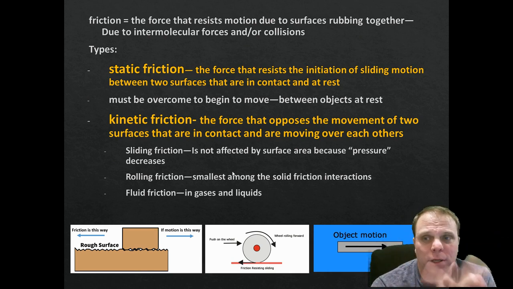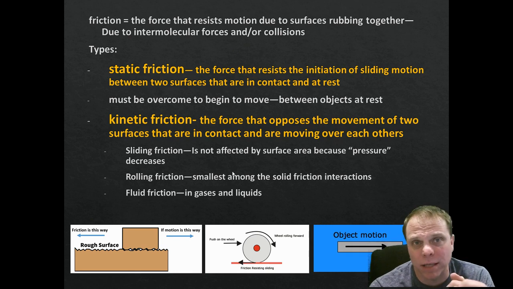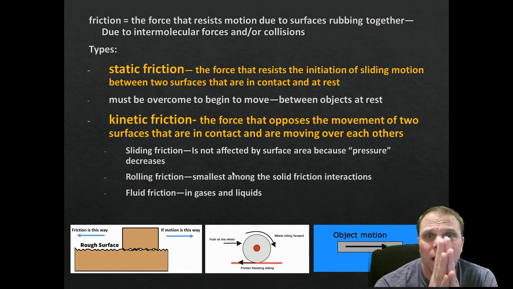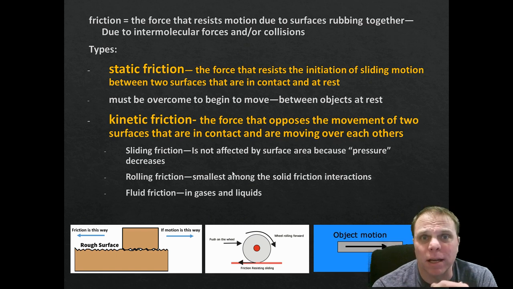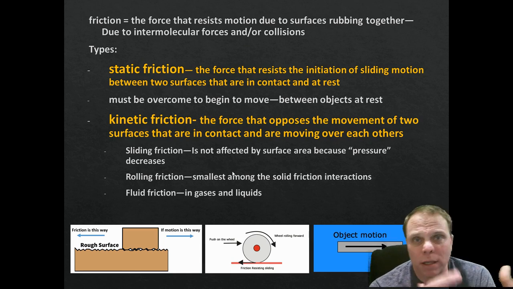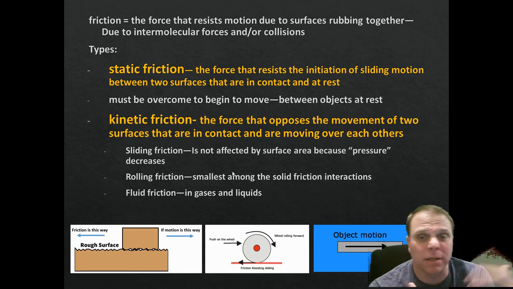Okay, so static friction is the force that resists the initiation of sliding motion between two surfaces that are in contact and at rest. So in order for static friction to be present, it needs to be stopped, right? It's not moving, all right? And then once it starts moving, you've overcome static friction. All right, kinetic friction, though, is another type of friction that is present. Now, static friction is a greater friction than the rest of these other frictions, all right? Kinetic friction is a lesser type of friction than static friction.